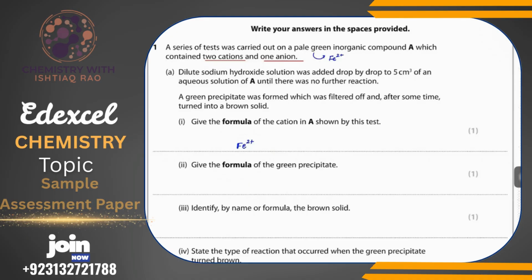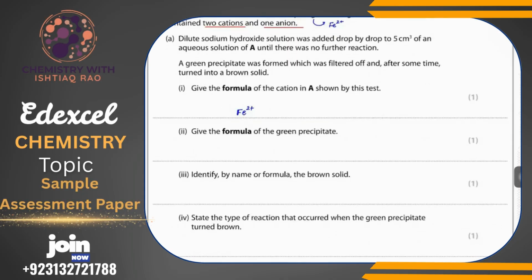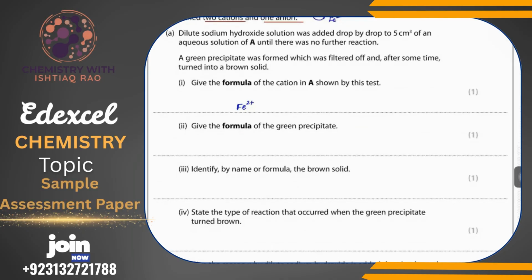Give the formula of the cation in A shown by this test. After the reaction, I got the brown precipitate, but after doing the test, what was the precipitate initially? So it was Fe2+, right? So we have to write down Fe2+.